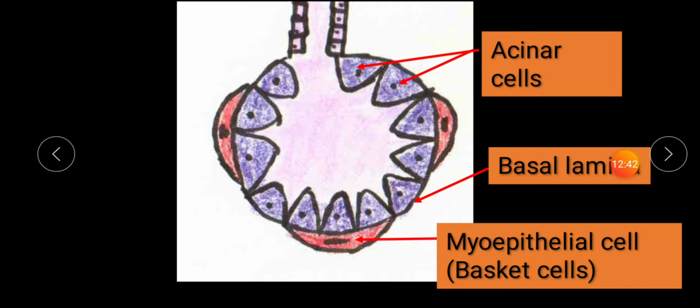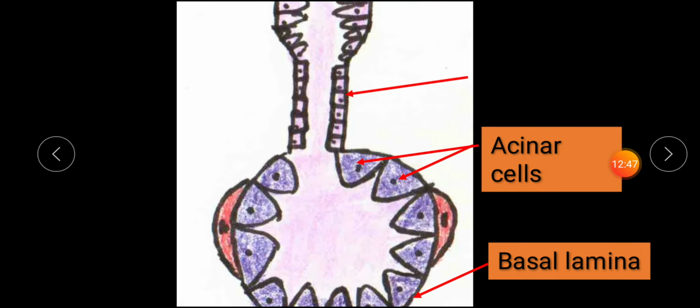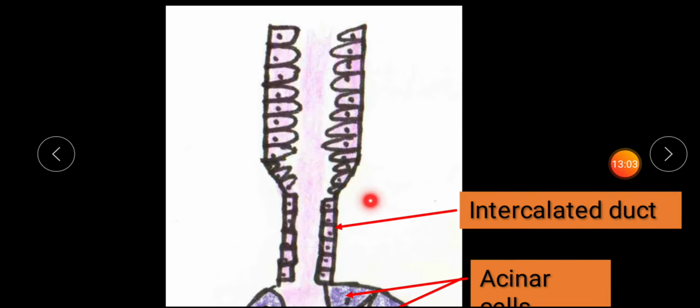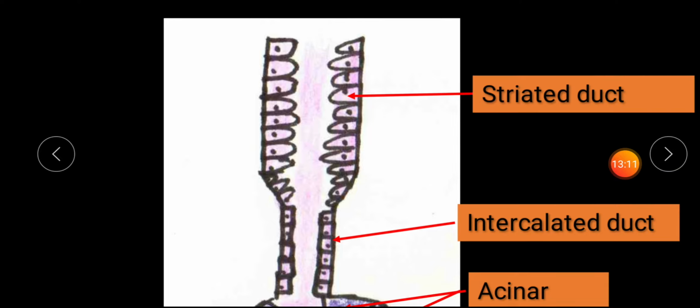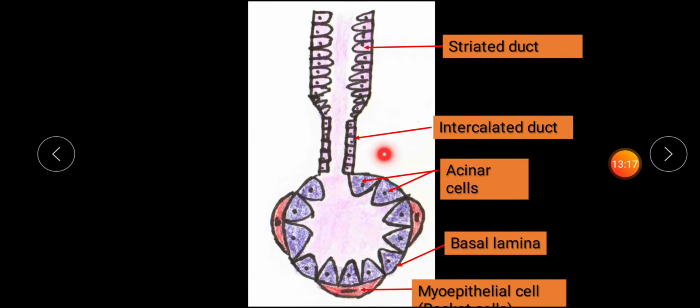Next, you will see the duct that is nearest to this acini, that short duct, termed the intercalated duct, and the wall of this duct is lined by simple cuboidal cells. Next, you can see this bigger duct, which is lined by columnar cells, and that is termed the striated duct. So, this is the arrangement of a single acini with its duct system.